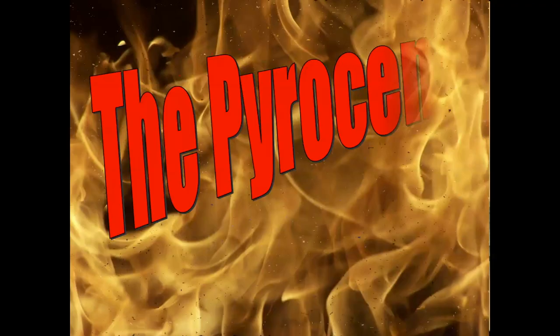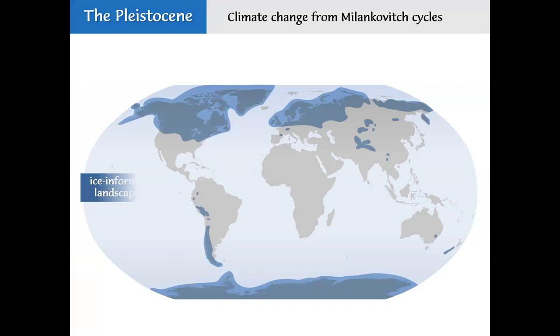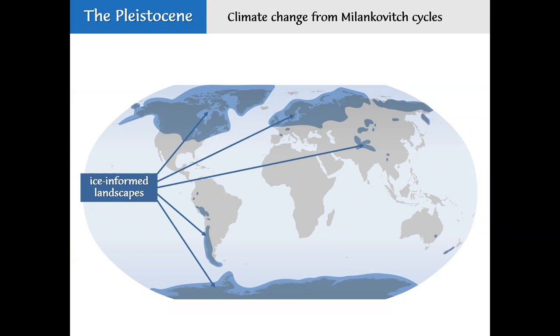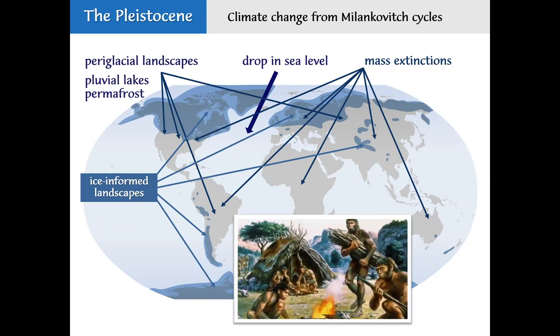And I think we have an apt analogy: that we are entering, have been in, and are now rapidly maturing in Pyrocene. That is a fire age. And let me suggest that by comparing it to the Pleistocene, the serial ice ages, which were full of ice-informed landscapes, but lots and lots of periglacial landscapes, outwash plains, pluvial lakes, permafrost, all this other stuff, deeply influential everywhere, drop in sea level, mass extinctions, and the erectines here, but the hominins, a genus that began manipulating fire, and here we are doing what hominins have done, bringing fuel to the fire.